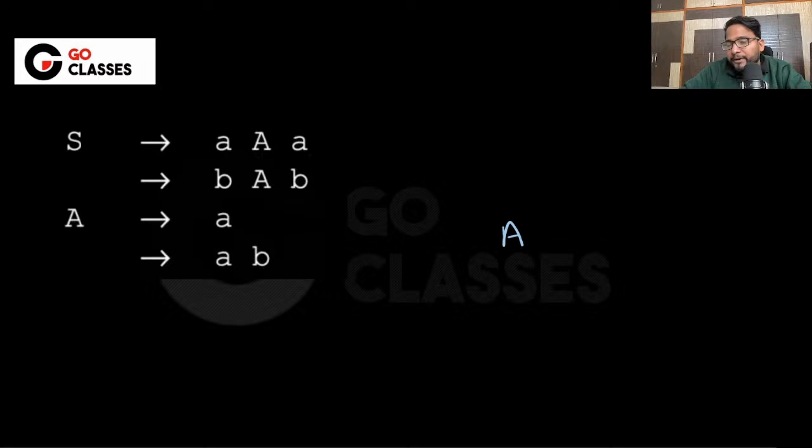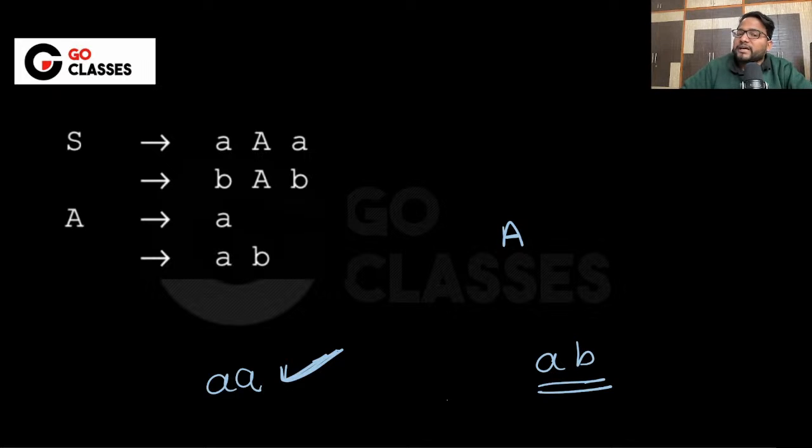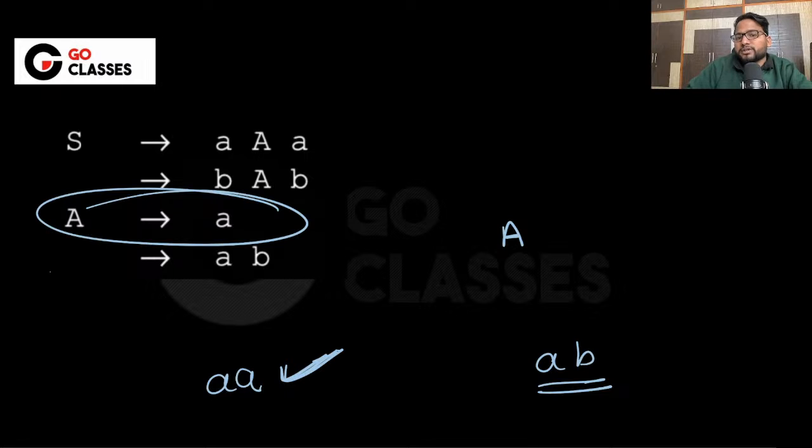Whenever A is in hand, is two symbols enough? Let's check. Only one symbol is definitely not enough. Is two symbols enough? If two symbols are A, then it is enough, and then you will go for this. But if the next two symbols are AB, can you definitely take a call whether to go for this or to go for this? That's the question.